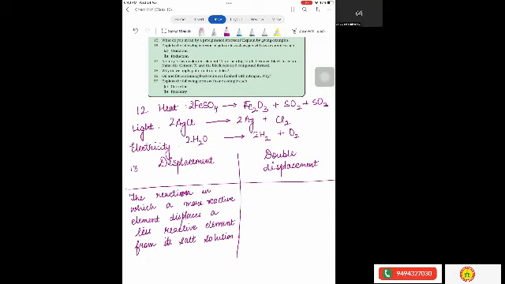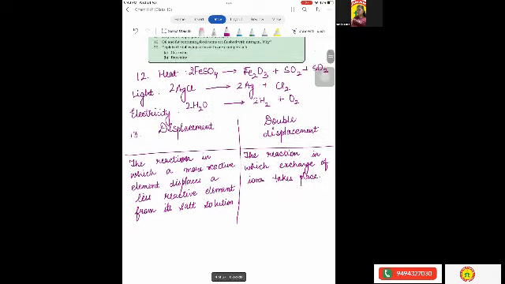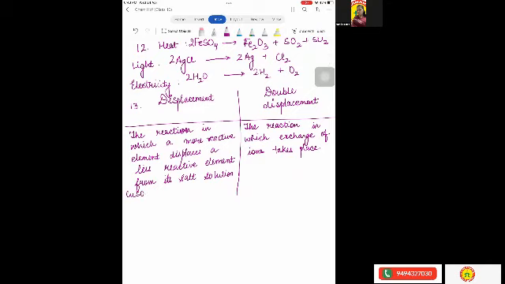Ma'am, double displacement reaction is where exchange of ions happens, ma'am. That's absolutely correct. The reaction in which exchange of ions takes place. And then you can write one example for both of them. So here we can take the very simple example of CuSO4 plus Fe leads to the formation of FeSO4 plus Cu.